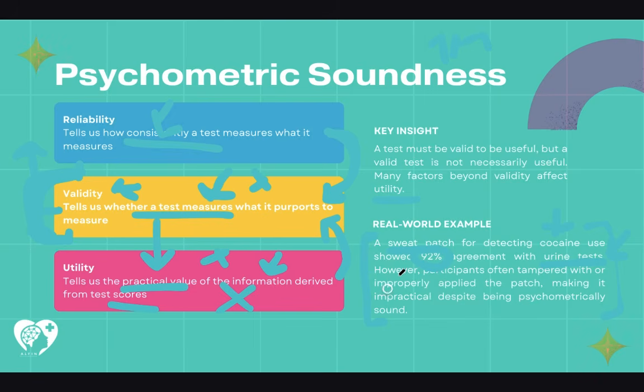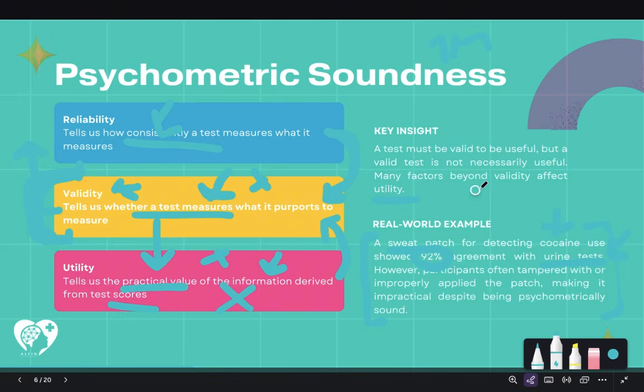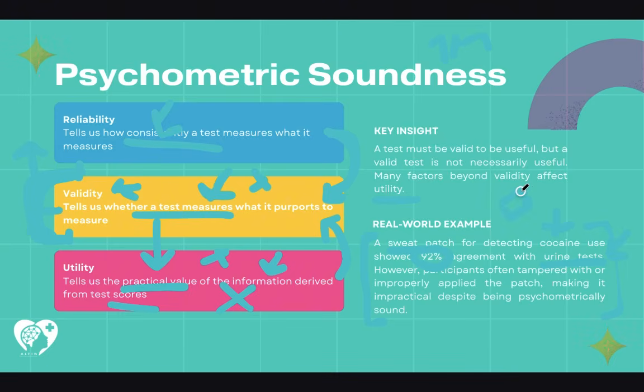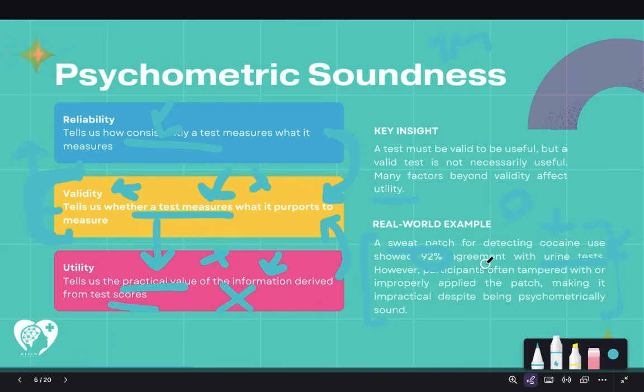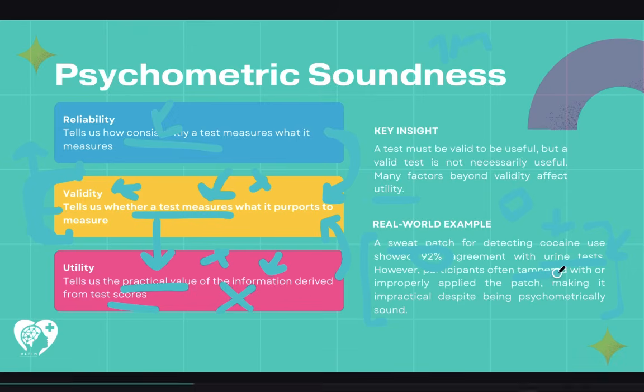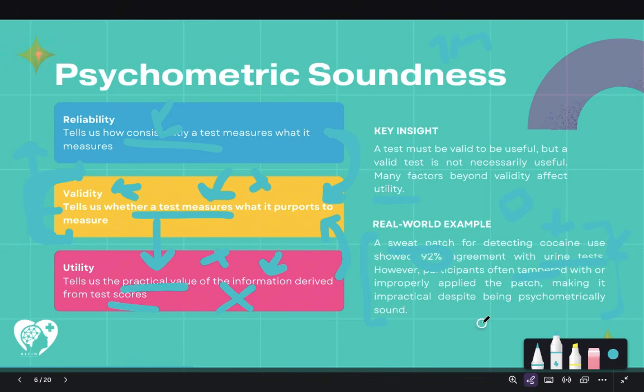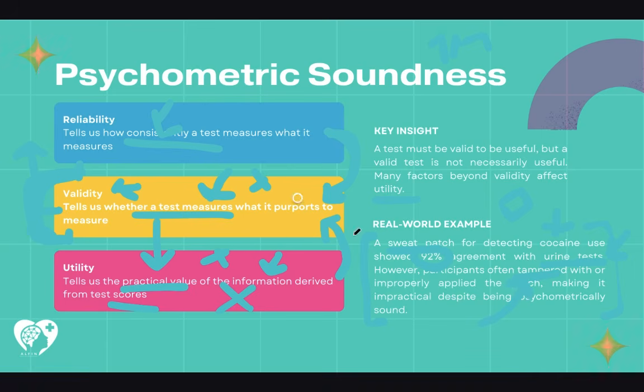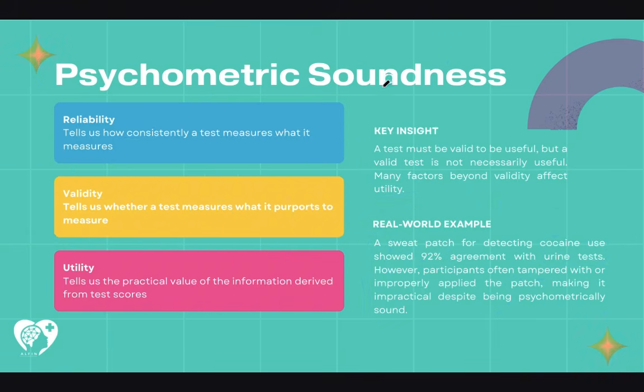But why is it low in utility? Because the sweat patch is prone to participants' manipulation, meaning it can be removed, it can be tampered with. So even if it has 92% validity, the way it is used is prone to collecting data that is erroneous. So a test could be valid, but not necessarily useful. Okay, so we're done with psychometric soundness, which is the first factor.